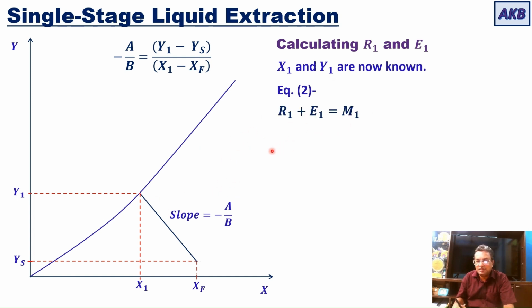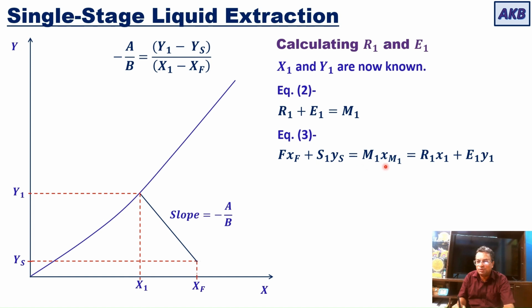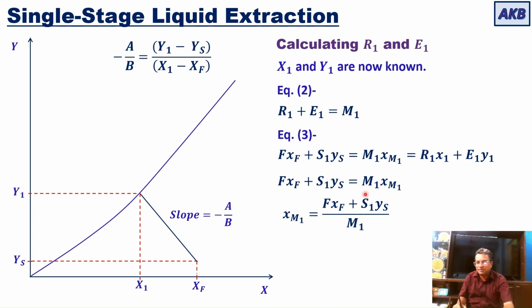Equation 2 that was written previously is R1 plus E1 is equal to M1. That is one equation in R1 and E1. Then equation number 3 is F into xf plus S1 into ys, that is equal to M1 into xM1, which is equal to R1 into x1 plus E1 into y1. So this can be written as F into xf plus S1 into ys equal to M1 into xM1, and from this you can calculate xM1. xM1 will be equal to F into xf plus S1 into ys divided by M1.